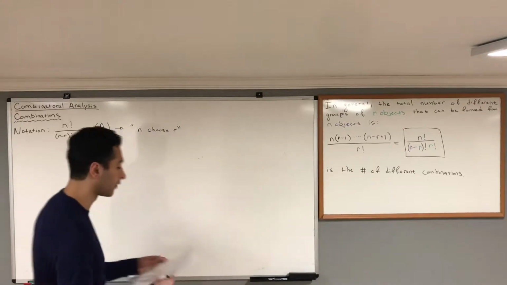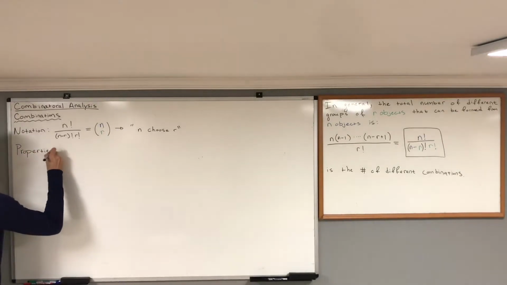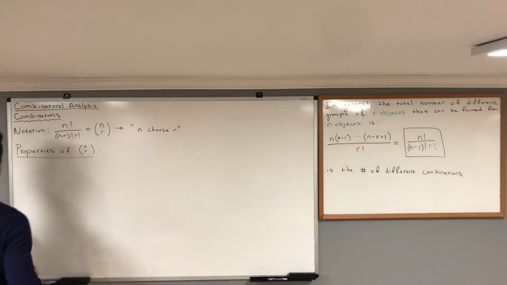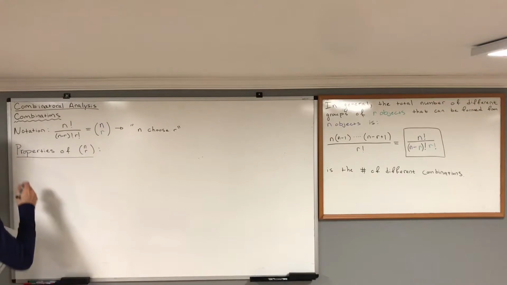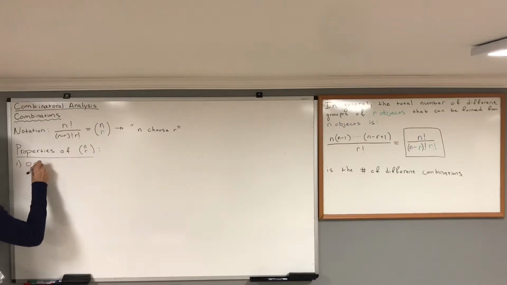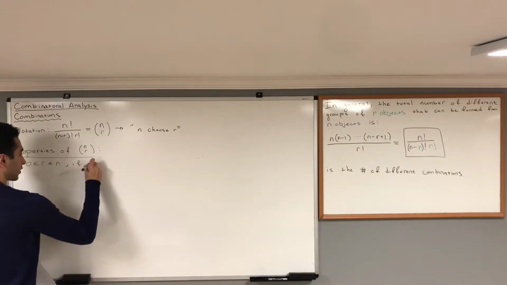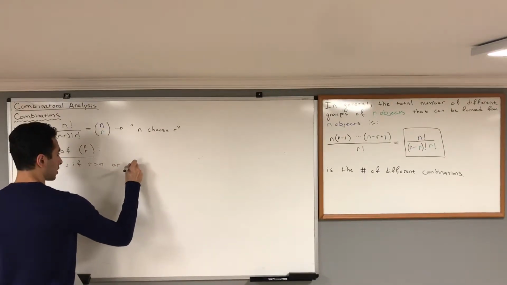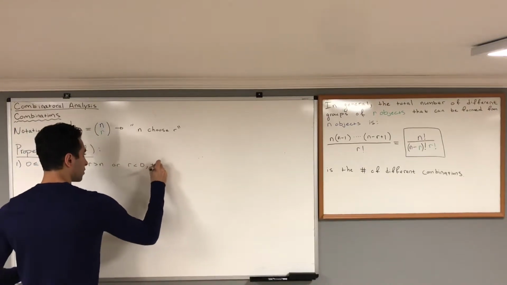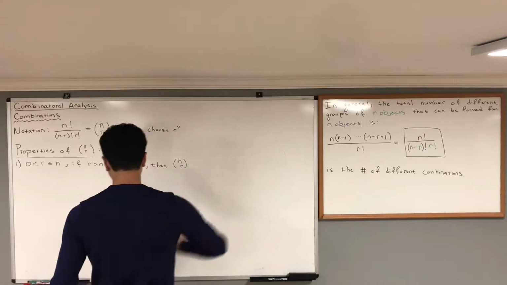Okay, so now we move on to the properties of n choose r. The first property is that r has to be between 0 and n. And if r is greater than n, or r is less than 0, then n choose r is just 0.